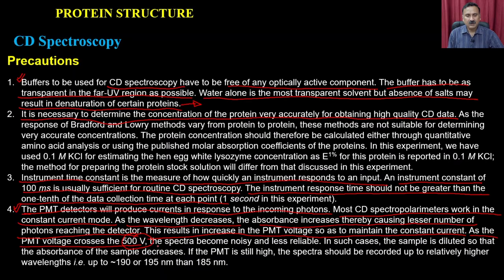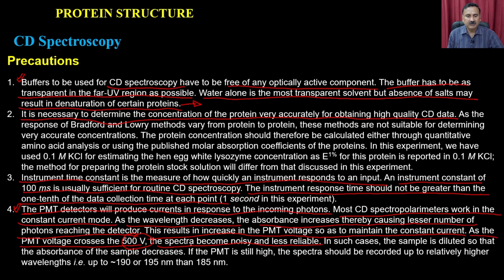The spectra becomes noisy and less reliable, because the signal from the sample is very low, and to make it more detectable you are increasing the current. If you increase a huge amount of current, the spectra becomes noisy and less reliable. In such cases, the sample is diluted so that the absorbance of the sample decreases.